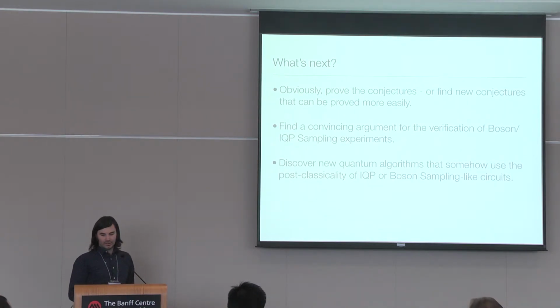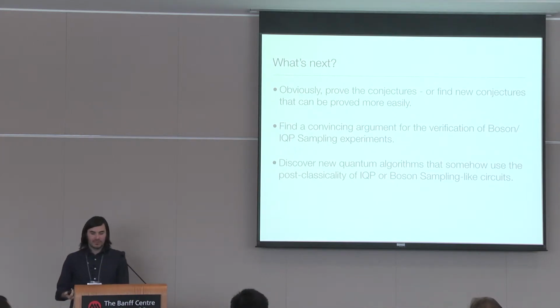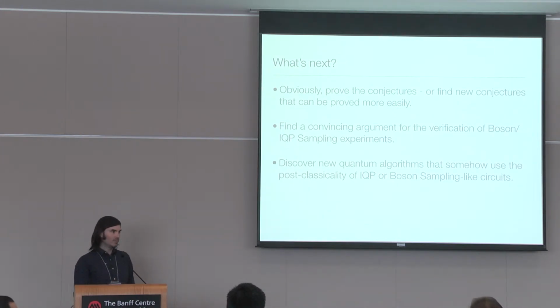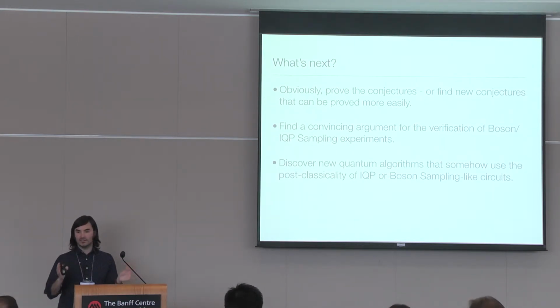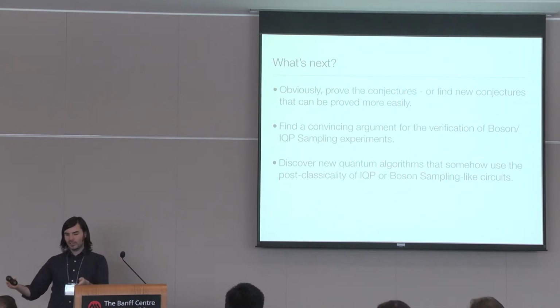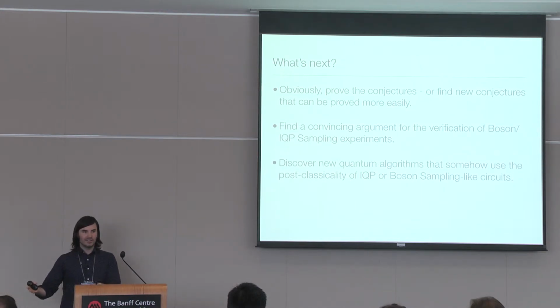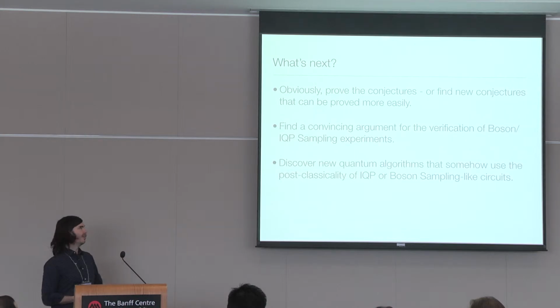The other point is that we should also find a convincing argument for the verification of Boson and IQP sampling experiments. The problem which a lot of people raise all the time with this sort of argument is that, say you have a 50-qubit system, it's going to be really hard to classically simulate that, but we're going to run our 50-qubit system, do our IQP sampling or Boson sampling procedure. What you're going to get out is a whole lot of random numbers, and you have to somehow verify that what you've done matches what you were supposed to do, okay?